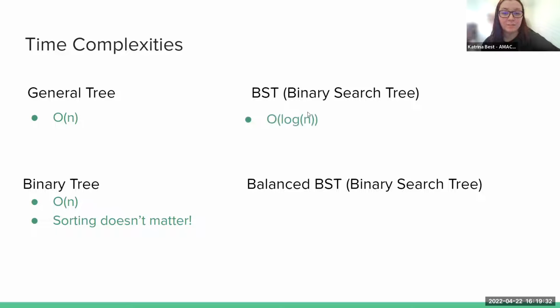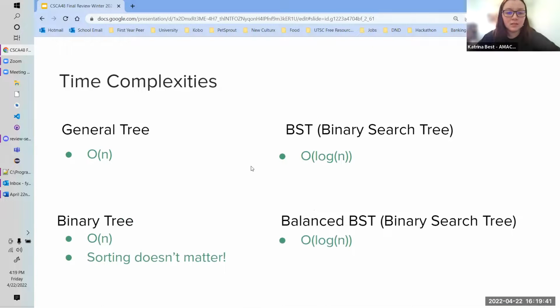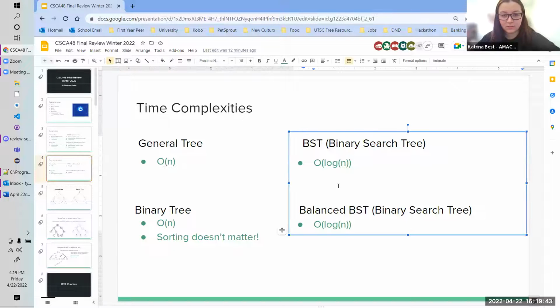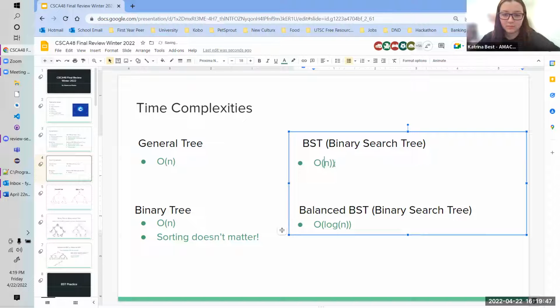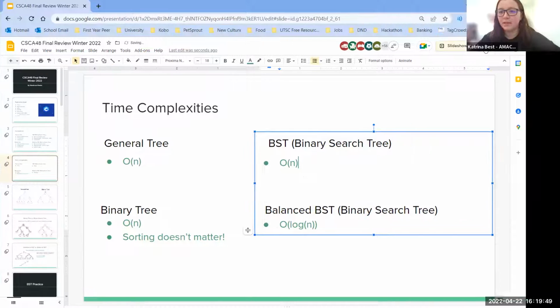For BST, I believe this should be O(n). Sorry, I will change that. But the last one will be O(log n). Yeah, let me just change this.